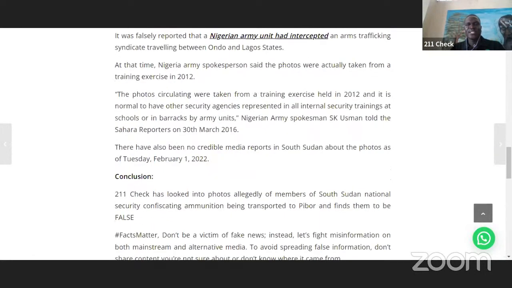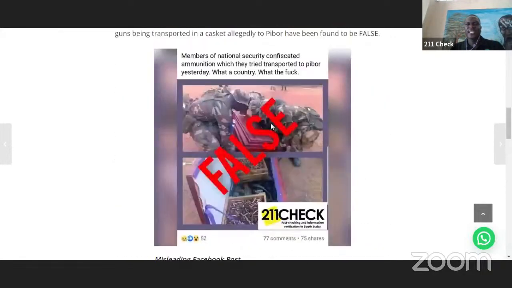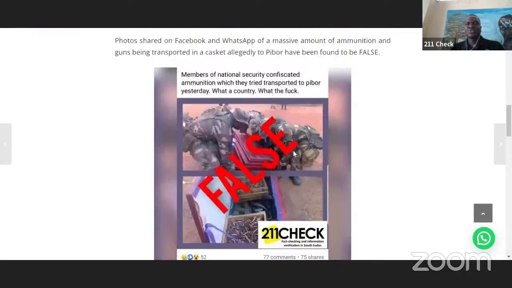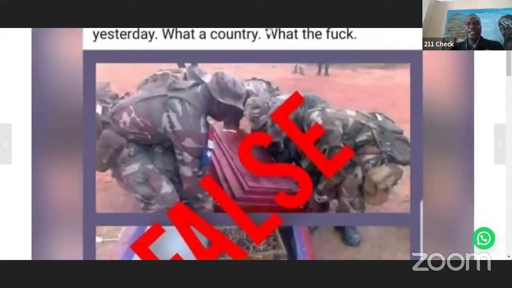And so when we found that the situation as circulated in Nigeria wasn't true, because a Nigerian army spokesperson said the photos were taken from a training exercise held in 2012. And it is normal to have other security agencies represented in all internal security trainings at schools. So we investigated this and we found that it wasn't true. And so this is an example. And then we have another one here.